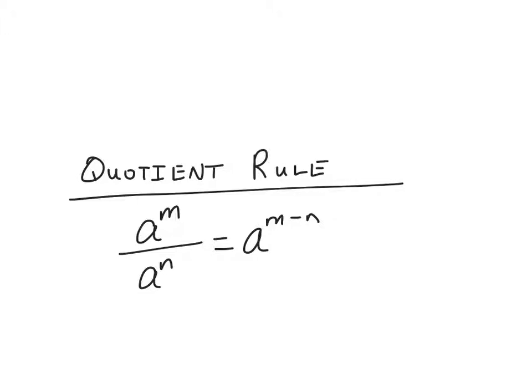So if you wanted to apply that rule to something like this, 3 to the 7th over 3 to the 2nd, that would equal 3 to the 7 minus 2, or 3 to the 5th. And according to my calculator right here, 3 to the 5th power is equal to 243.